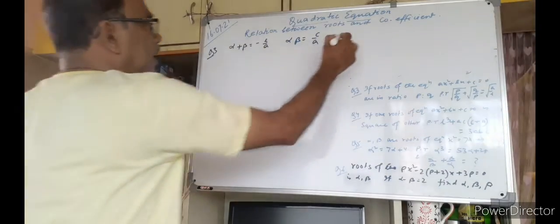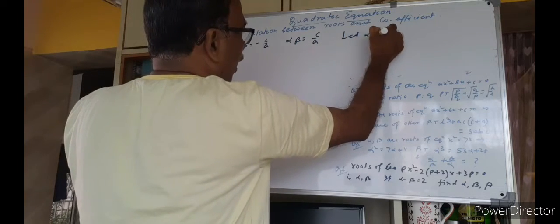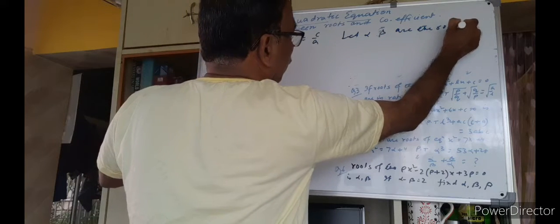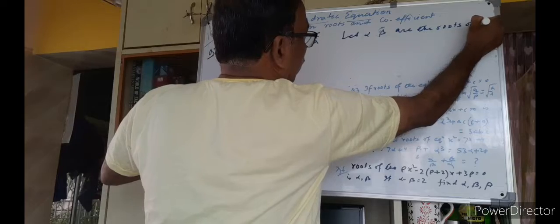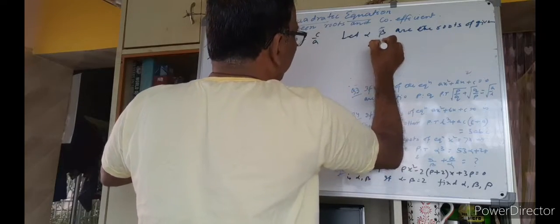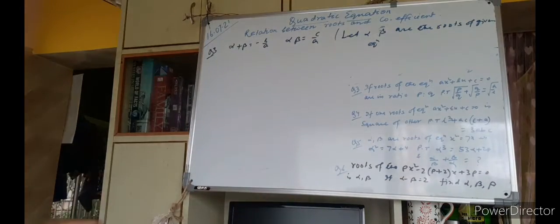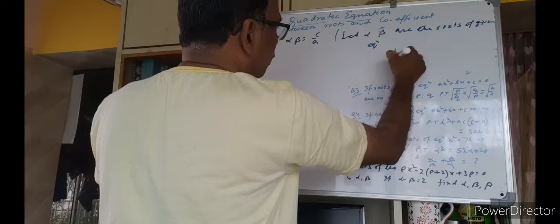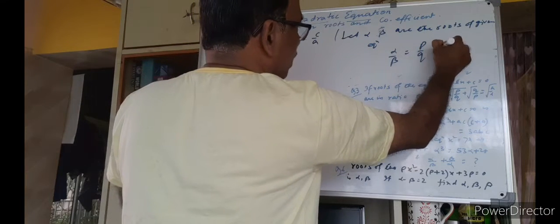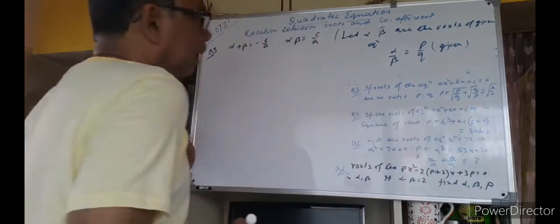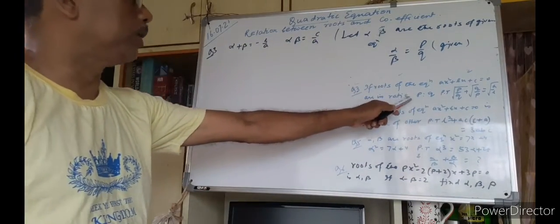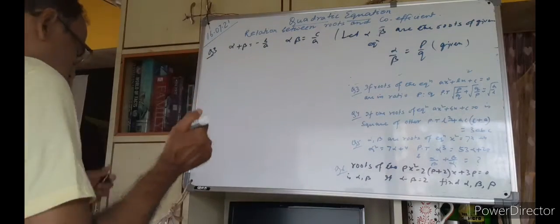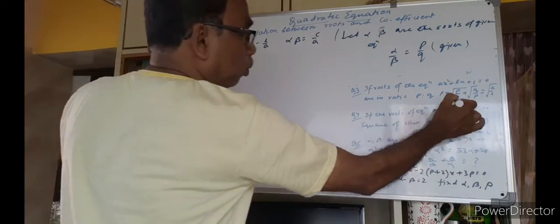Let alpha and beta be the roots of the given equation. Here the ratio between the roots of the equation is given, the condition alpha by beta is p by q. It is given. So we have to prove that this equals this.